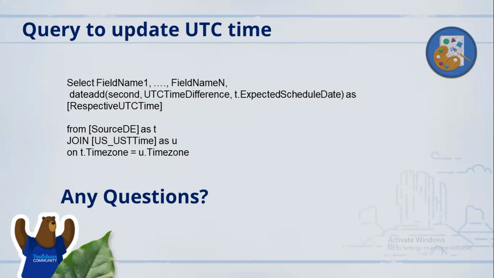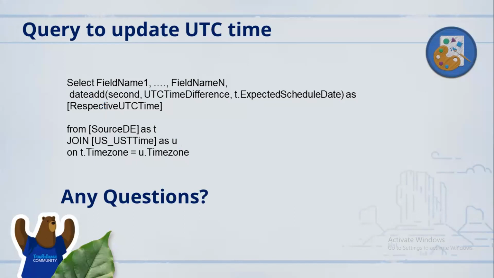If we have multiple emails in that journey, I would recommend creating multiple fields and using the same logic to update each field, so it updates the exact respective UTC time. We need to update the field name accordingly. So what it will do is look into these two data extensions based on the time zone, and then using the date function, we are going to update the UTC time.